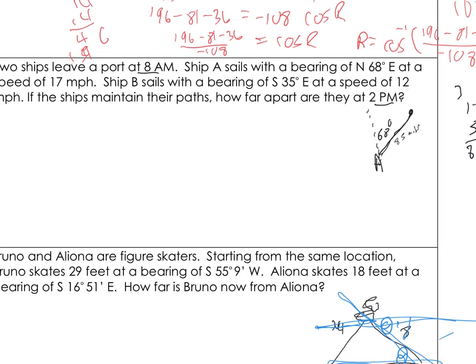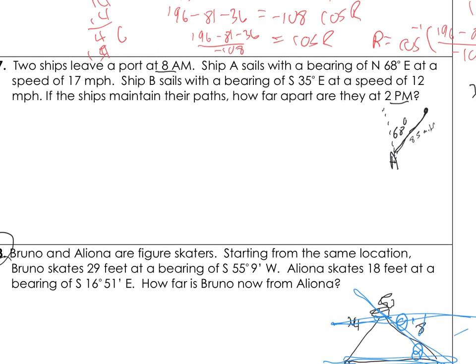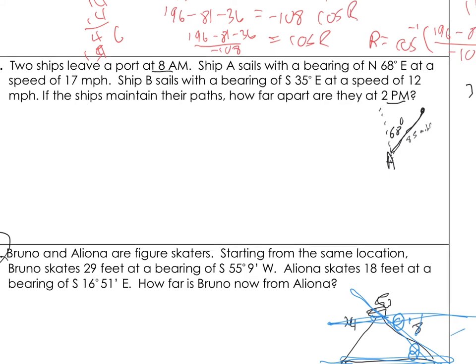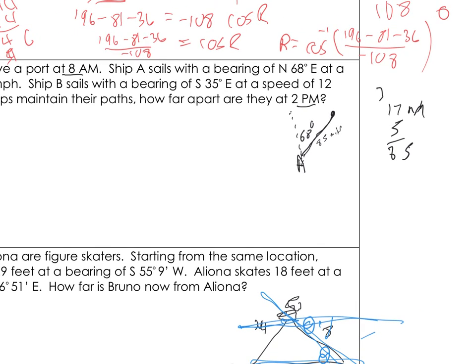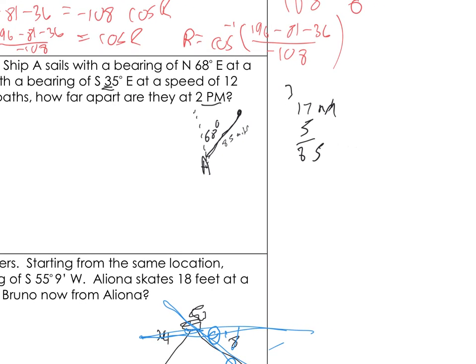Now I'm going to do ship B. Now ship B is going at a bearing of south with an angle of 33 degrees to the east. So ship B, where am I going to put ship B? It doesn't really matter.